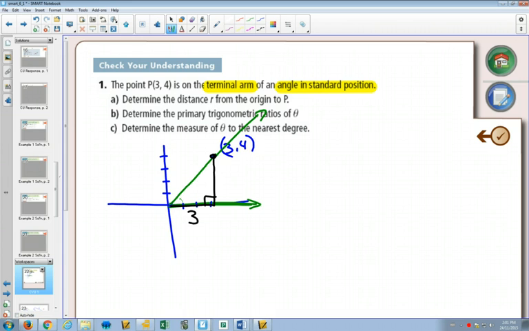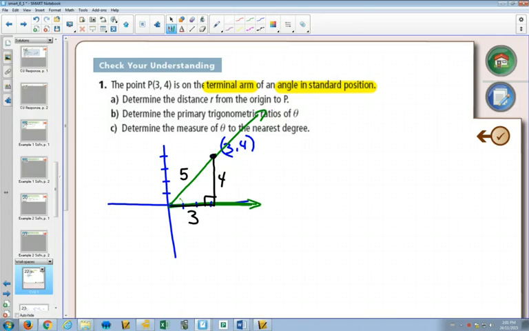How tall is the triangle? 4. What kind of triangle is this? Right angle triangle. What is the hypotenuse? a squared plus b squared equals c squared. And it's 5. It's one of the special triangles.